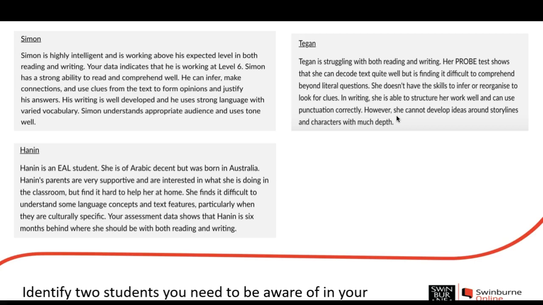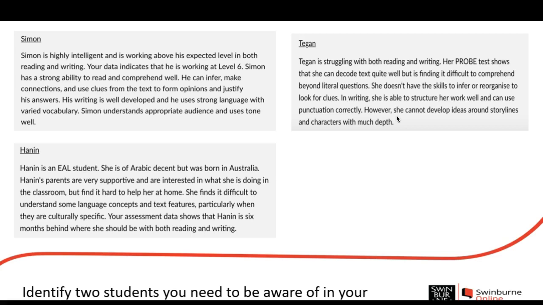With her writing, it's generally structured okay, punctuation's okay, but there's a bit of a lack of depth in terms of storyline and plot, and probably more to do with narrative structure and critical thinking and depth of thought, I would say, with some of her writing.